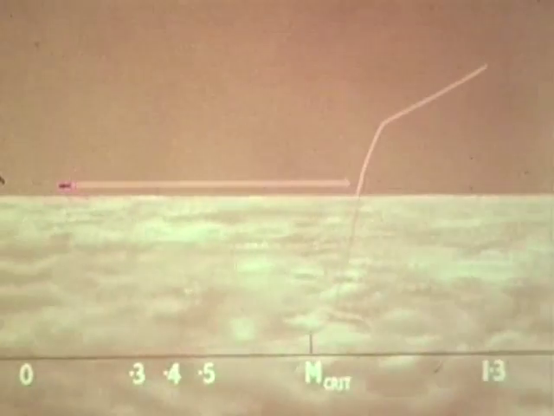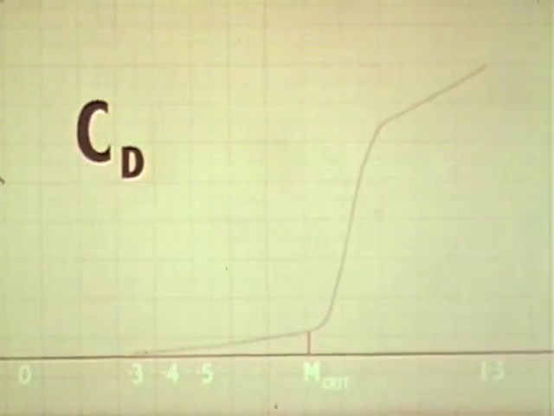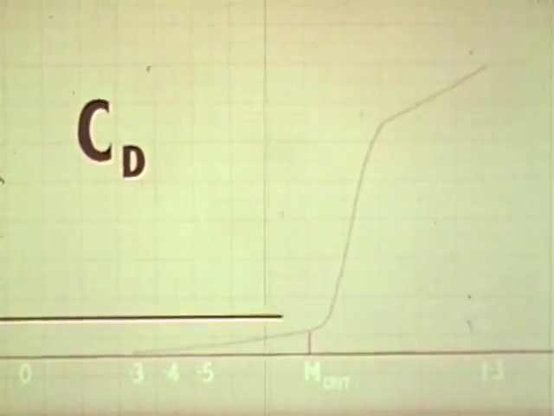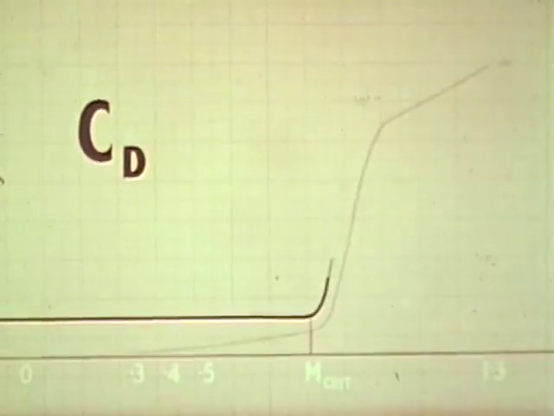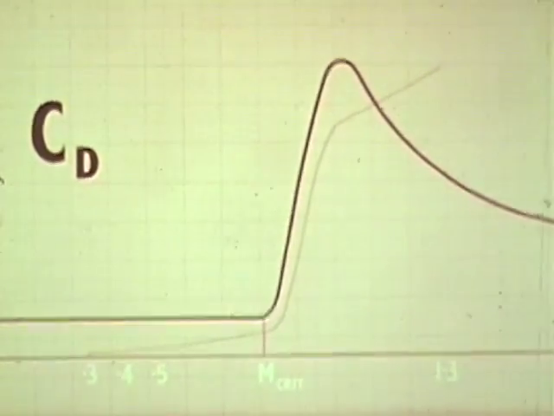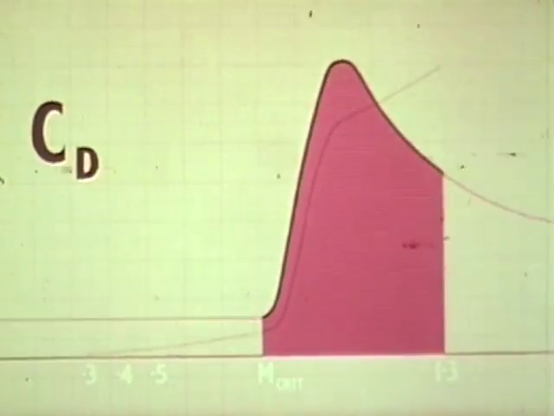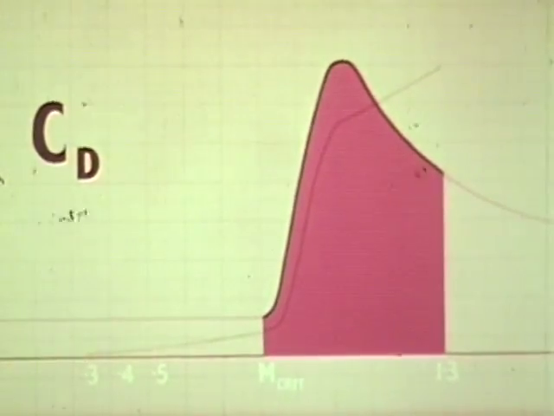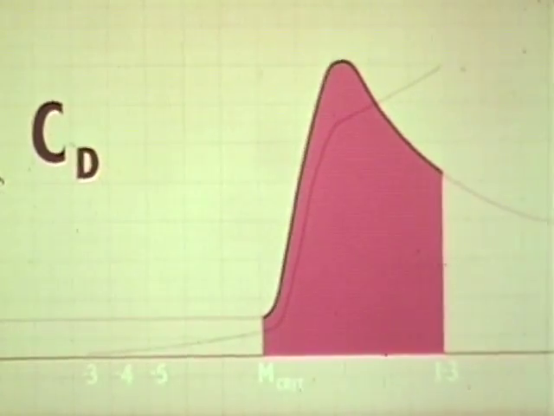These changes in drag can be seen more clearly in the behavior of the drag coefficient. At low Mach numbers, the drag coefficient at a constant angle of incidence doesn't change. But above M crit, this happens. This is the transonic range, and the sound barrier is simply the peak in the drag coefficient, somewhere around Mach 1.